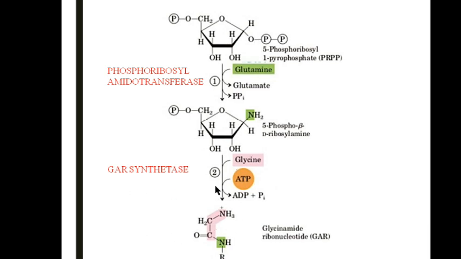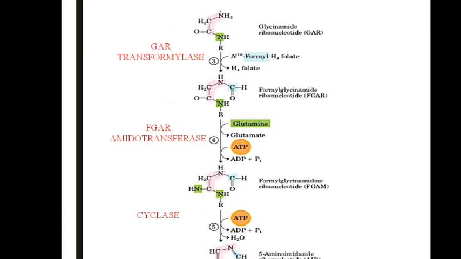Coming to the next, that is step 3, it is transfer of the formyl group from the N10 formyl tetrahydrofolate, and it gives rise to one more carbon atom of the purine ring. In the next step, there is an amidotransferase. With the help of glutamine, the amino group is transferred from the glutamine into this FGAR. It is going to give rise to formyl glycinamide ribonucleotide.